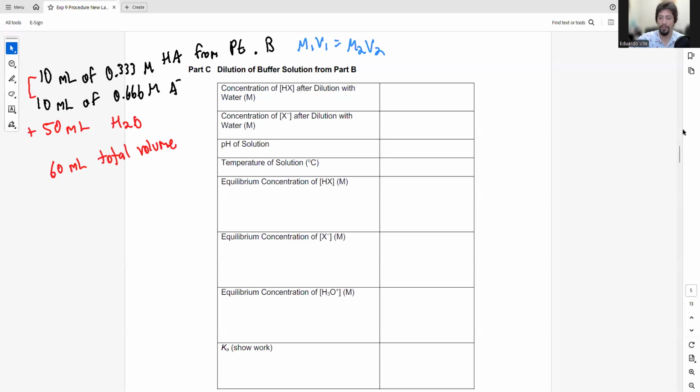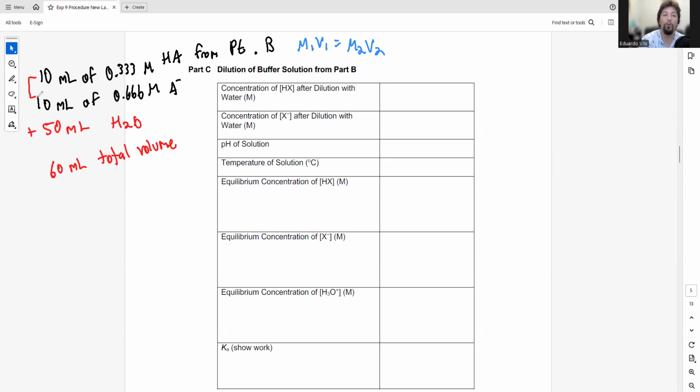Okay, so for part C, it's very similar to part B, so make sure you read carefully. We start with 10 mils of 0.33 molar HA from part B. In these same 10 mils, this is the same 10 milliliters, okay? This is not a separate amount. This is not a separate aliquot. This is the same 10 milliliters, okay? In the same 10 milliliters, there is also a concentration of 0.666 molar A minus or X minus.